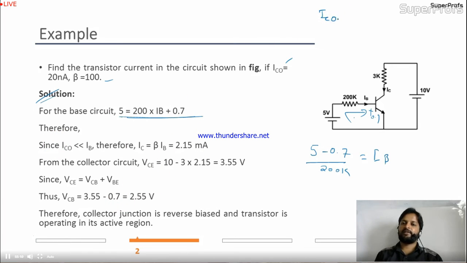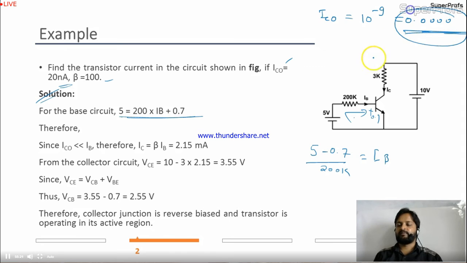Now ICO is very less current. See, it is given in nanoampere. Nanoampere means 10 to the power minus 9, 0.000000001. It's very, very less current. Okay. So what is the question? Therefore ICO is less than IB. Definitely it will be, because IB is too high. It will be 4.3 divided by 200K equal to IB. So is it okay to you?